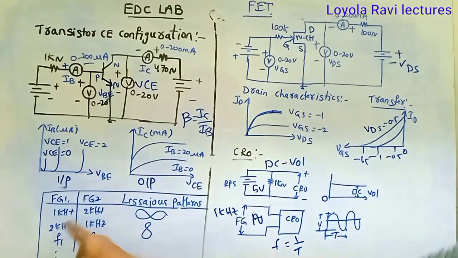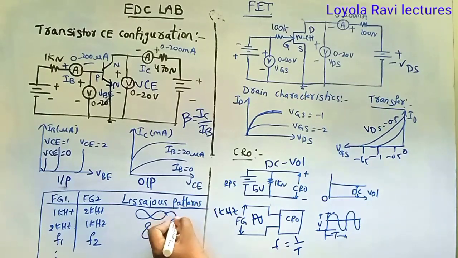Similarly, if these two values are different, this is 2 and this is 1, you'll get output like this. Lissajous patterns. Similarly, you can vary for any frequency. If you are taking 1 kHz and 3 kHz, you may get like this. Horizontally 3 you will get. This is 3, this is 1. Maybe you'll get like this. These are the Lissajous patterns. Similarly, you can go for phase also. You may find phase also. This is about CRO operation.